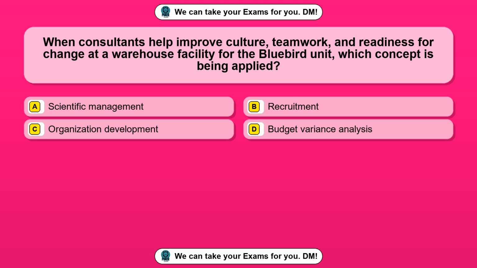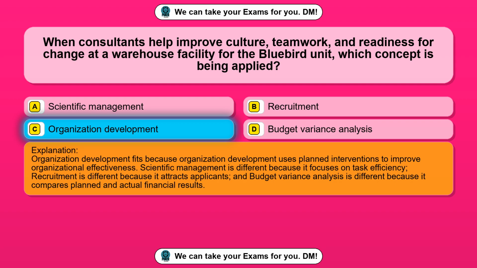Option A. Scientific management. Option B. Recruitment. Option C. Organization development. Option D. Budget variance analysis. The correct answer is option C. Organization development. Organization development fits because organization development uses planned interventions to improve organizational effectiveness.